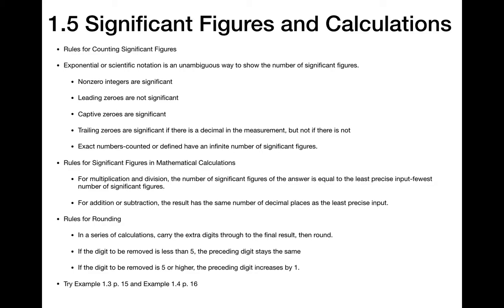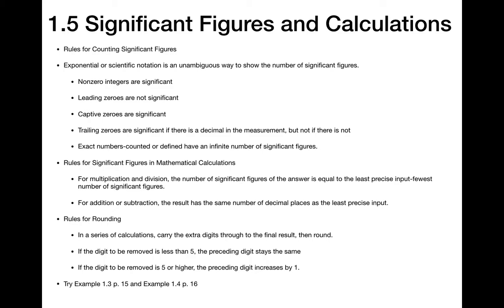We have two different kinds of rules, but they're both based on the general principle of weakest link. Anything that you have for an answer can only be as good as the weakest link, or the number that was used to find it and how many significant figures it had. So for multiplying and dividing, the number of significant figures of the answer should be the same as the number of significant figures of the least precise input.